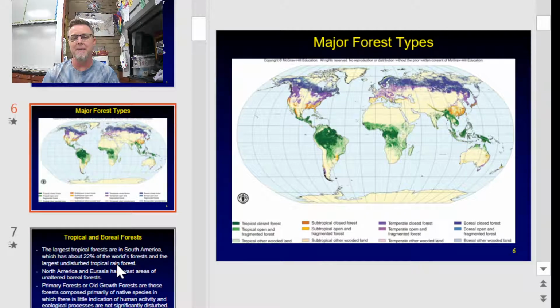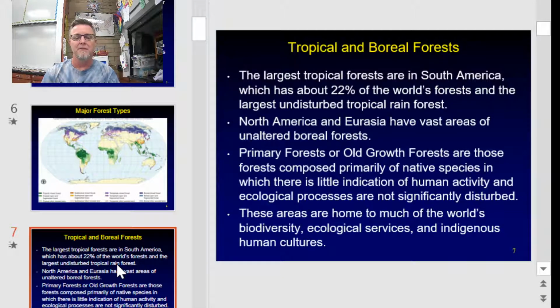One thing that I want you to think about is the connection between forests and people. Pretty much everywhere you see forest, you're probably also going to see people. Okay? There are some exceptions to that. The largest tropical forests are in South America. South America has about 22% of the world's forest and the largest undisturbed tropical rainforest. There are stretches of tropical rainforest in South America that are completely inhospitable and inaccessible to man. There are still some indigenous tribes that live in these areas that literally have no knowledge of the modern world.